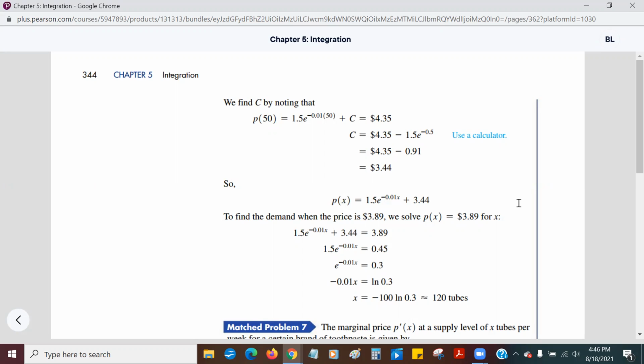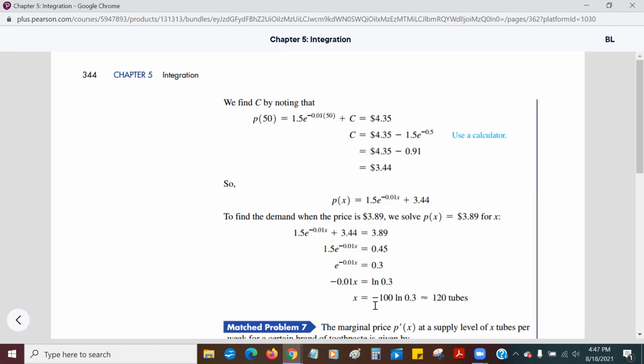And now I just want to find what x equals when p of x equals 3.89. So I'm going to take this right here, set it equal to 3.89, subtract 3.44 from both sides, divide both sides by 1.5, and I get this here. Now I take the ln of each side. The e and the ln of course cancel. I get negative 0.01x is equal to ln of 0.3. So x is equal to, now I just divide both sides by negative 0.01. So x is equal to negative 100 times the ln of 0.3, which is approximately 120.